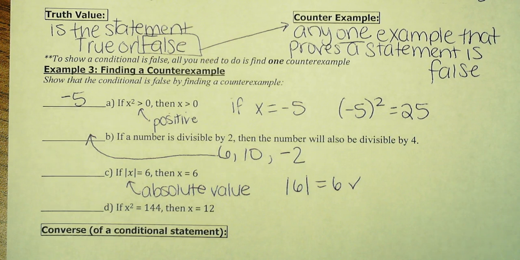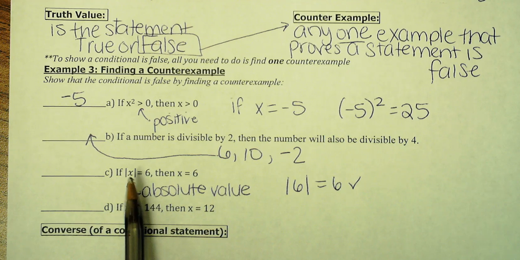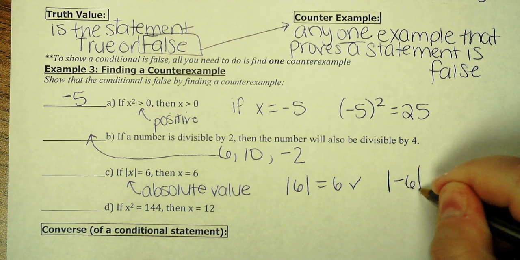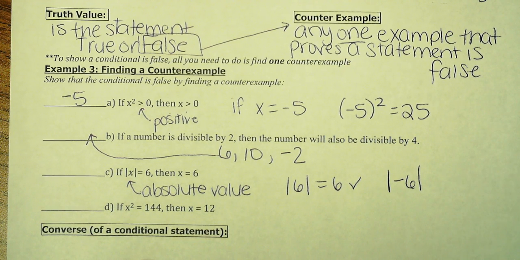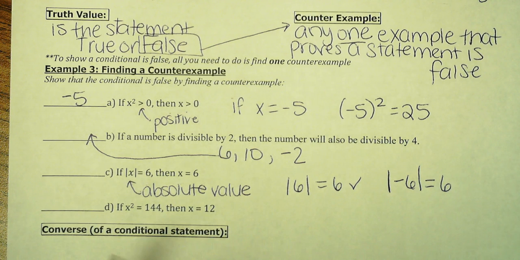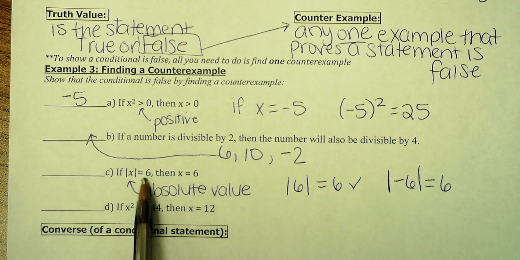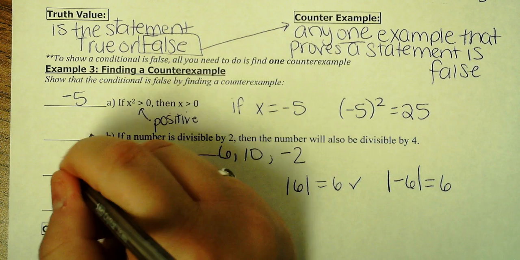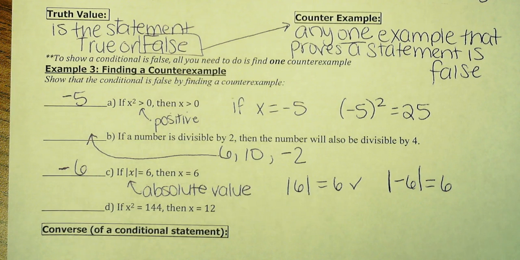That's true. So I'm just going to see if I can think of another number I could plug in here to make this true. This actually only has one counterexample. The absolute value of -6, absolute value just turns everything positive, that is also equal to 6. So the condition was the absolute value of x is 6. That means x had to be 6. There's another option here, though, because -6 would provide us with a counterexample.